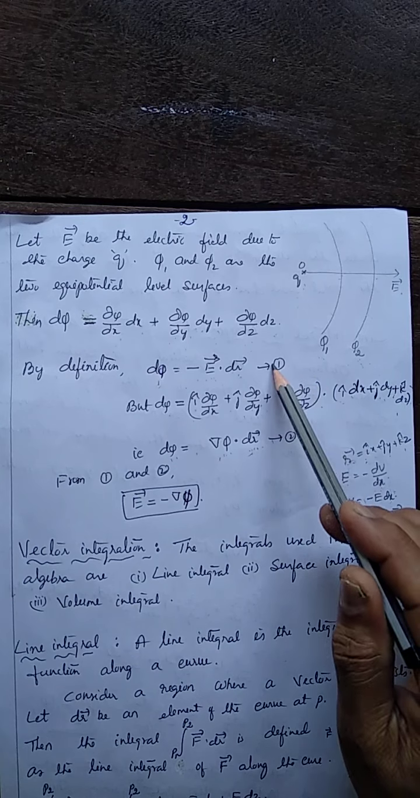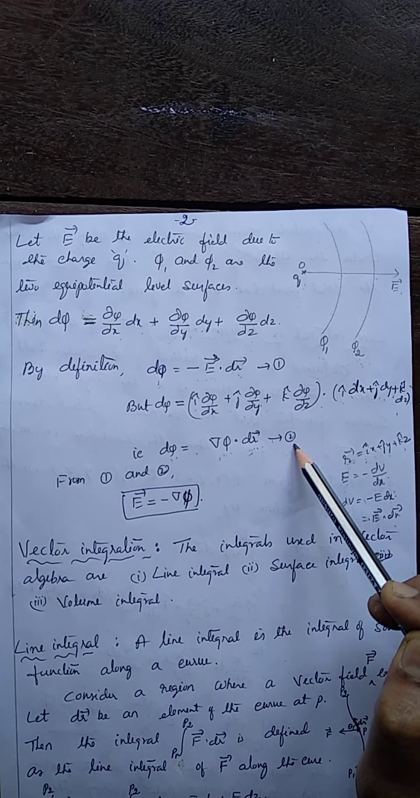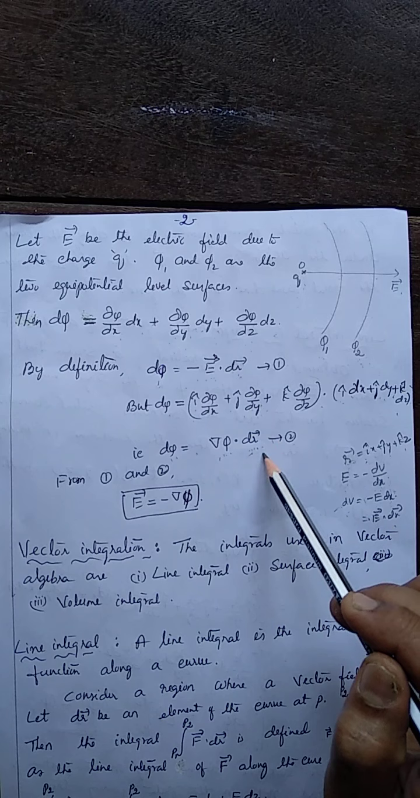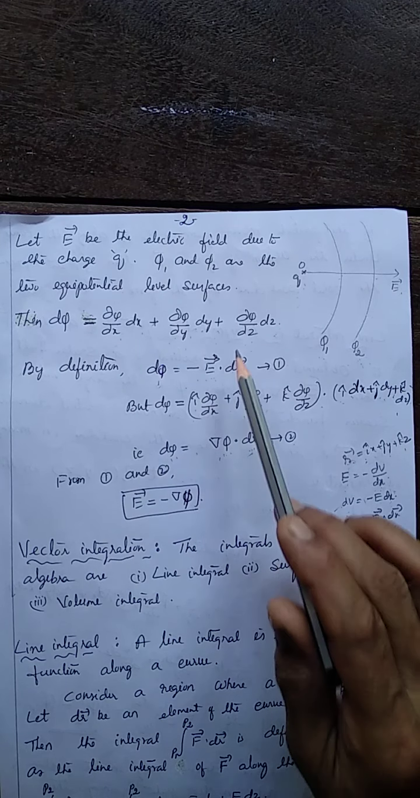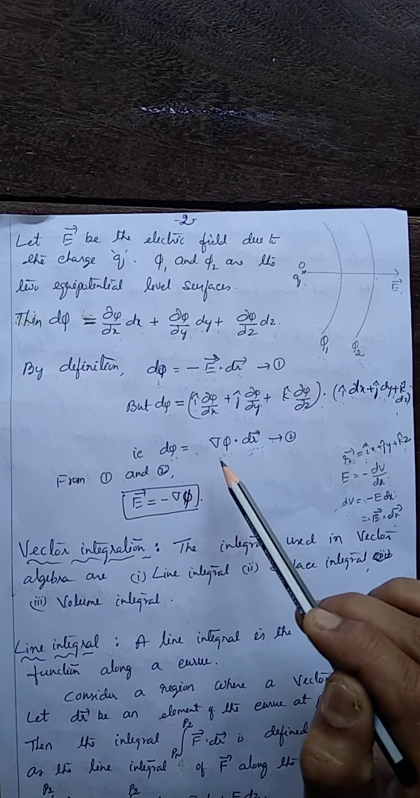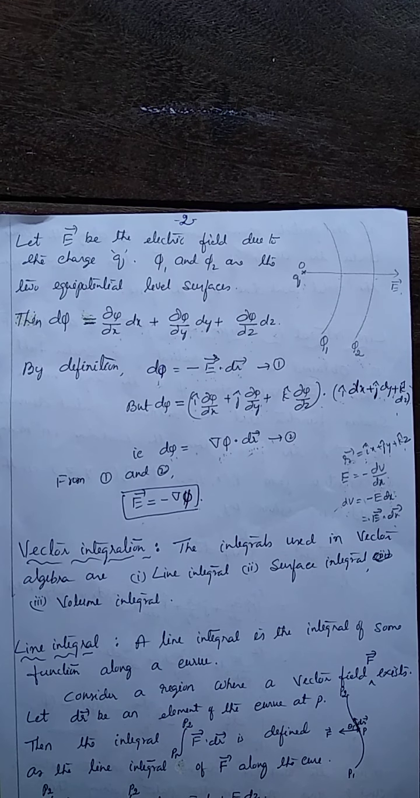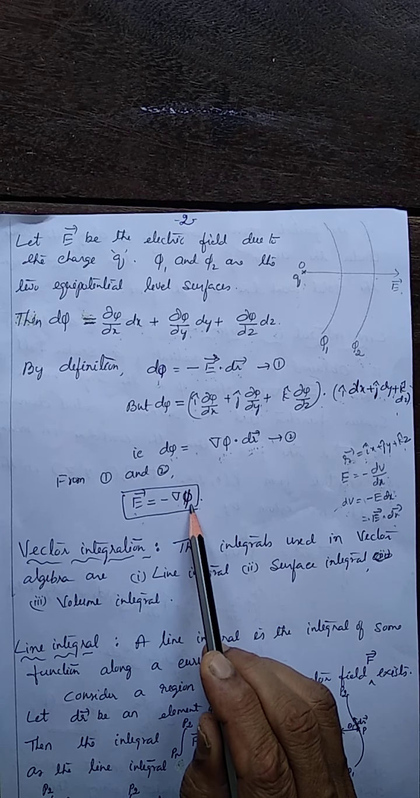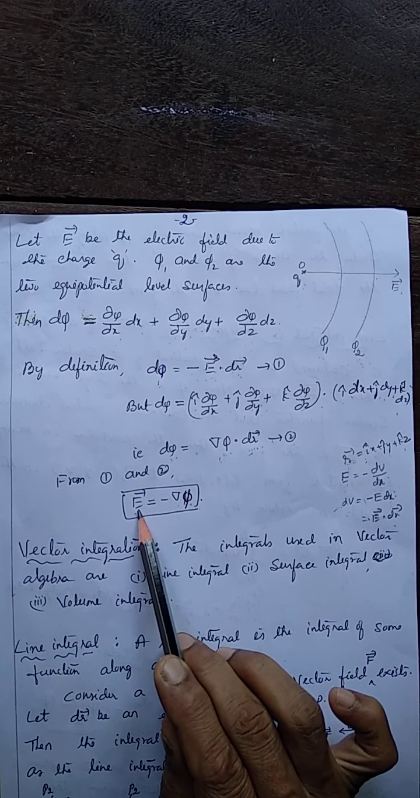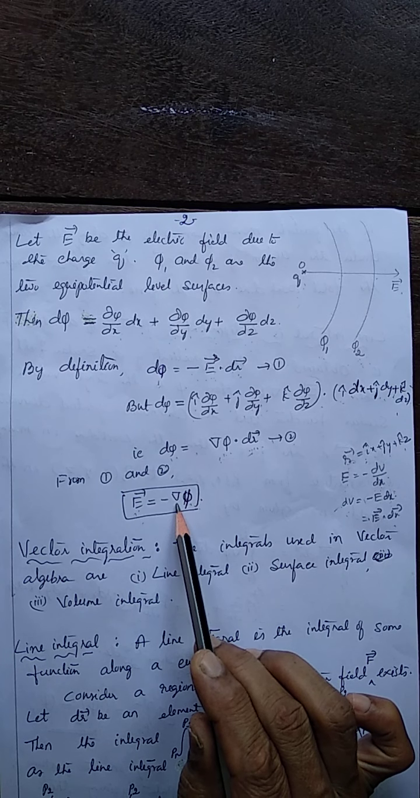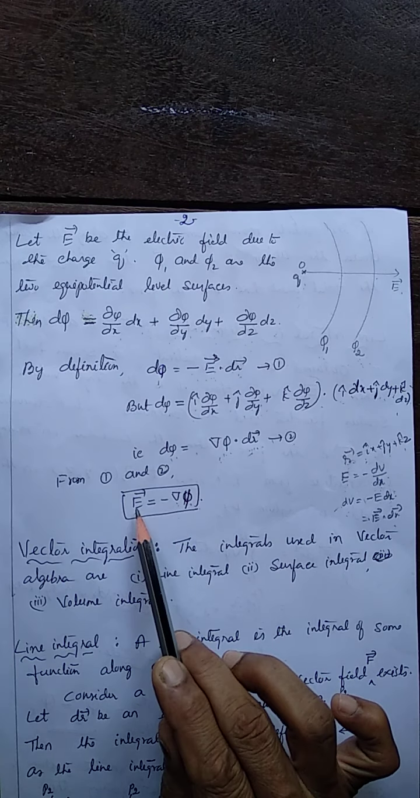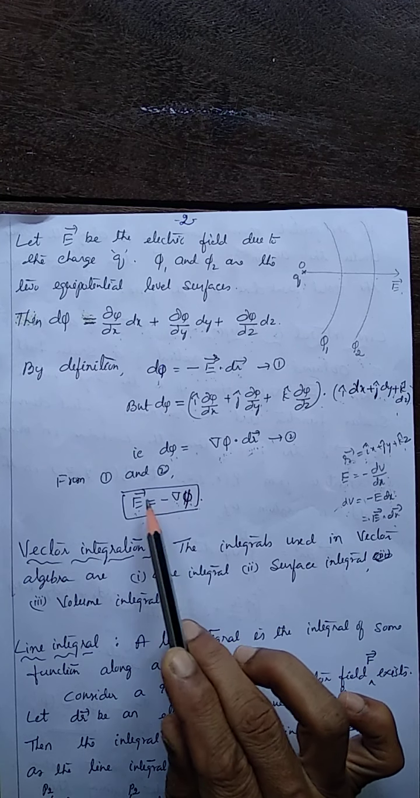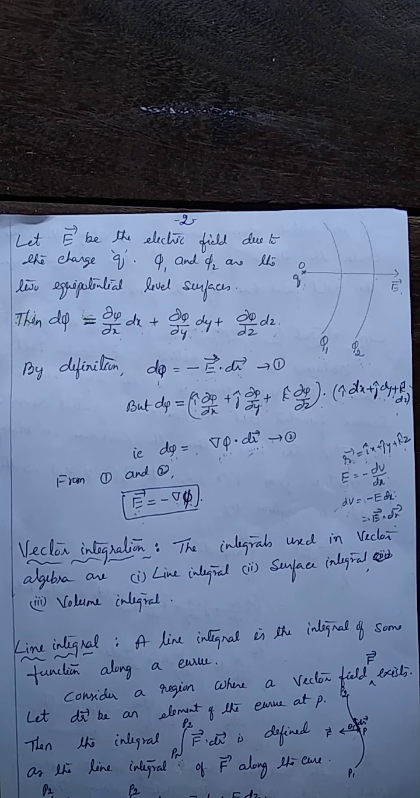Now compare these two. From equations 1 and 2, the left hand sides are d phi. So comparing, you get E vector equal to minus del phi. What does it say? Electric intensity is the negative of the gradient of the electric potential. The gradient of a scalar function is always a vector. This is the proof.